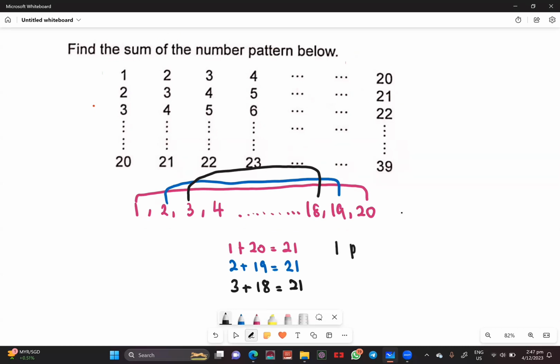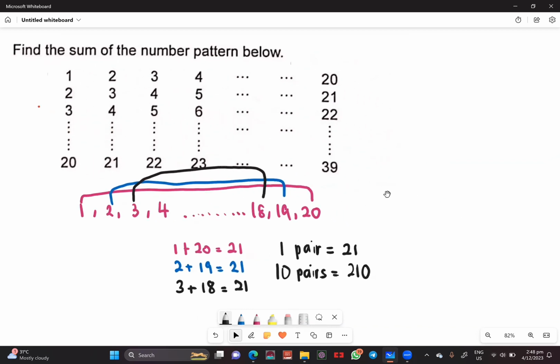So we are going to say one pair is equals to 21. So we are just going to write that down first. How many pairs would there be from 1 to 20? Definitely 10 pairs, isn't it? Right? Because 1 and 20 is one pair, 2 and 19, 3 and 18, and so forth. So over here, you get to 210 as your total for the first set.